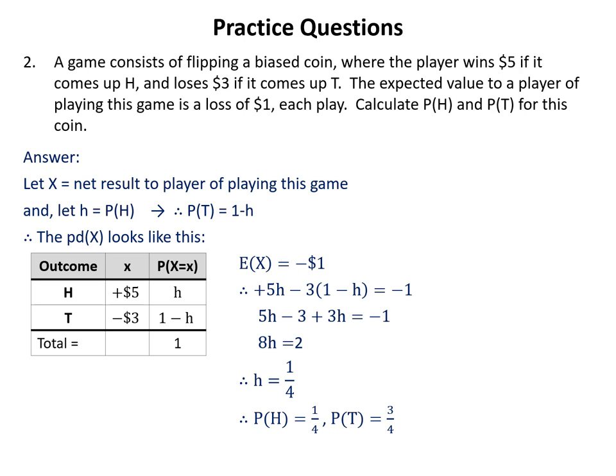So we end up with plus 5 little h minus 3 times 1 minus little h equals minus 1. And the rest of this solution involves solving this equation for little h. So doing that, we get 5 times little h minus 3 plus 3 times little h equals minus 1, which gives us 8 little h equals 2. Therefore, little h equals 1 over 4. Therefore, the probability of heads equals 1 over 4. And then subtracting from 1, we get the probability of tails equals 3 over 4.